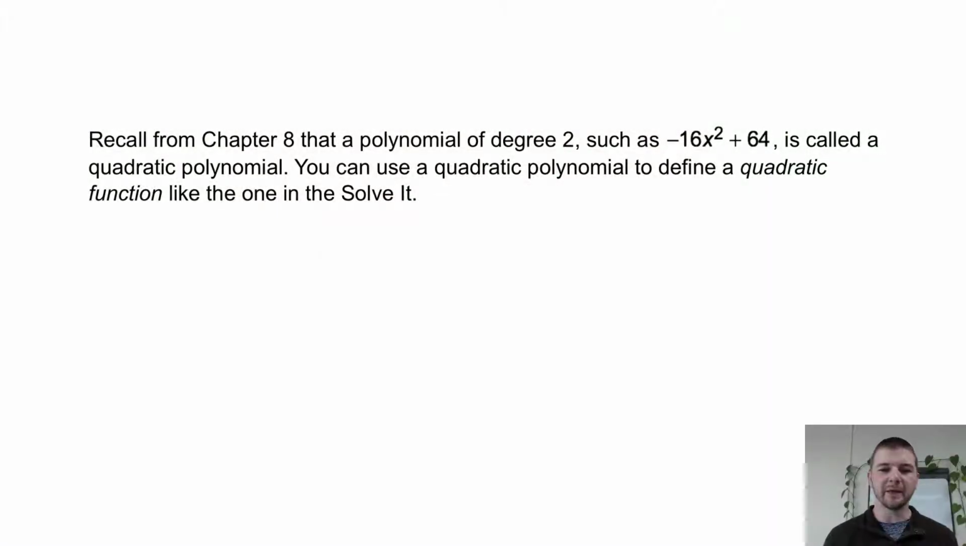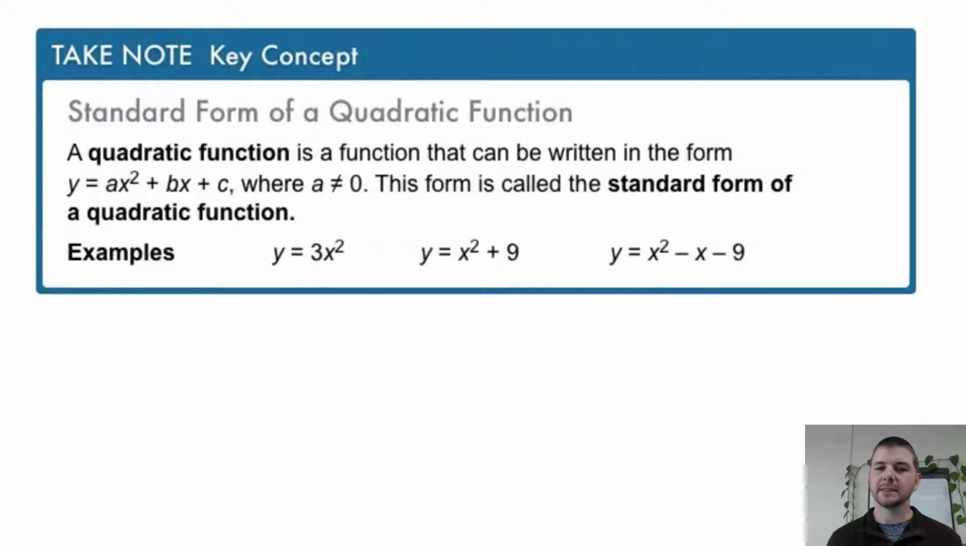Recall from Chapter 8 that a polynomial of degree 2, such as negative 16x squared plus 64, is called a quadratic polynomial. You can use a quadratic polynomial to define a quadratic function like the one in the solid. Take note, key concept, standard form of a quadratic function.